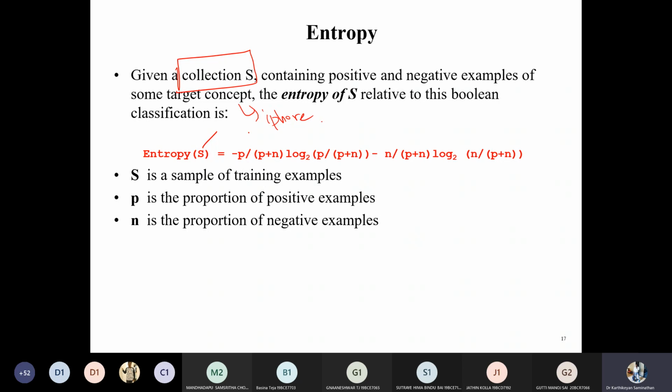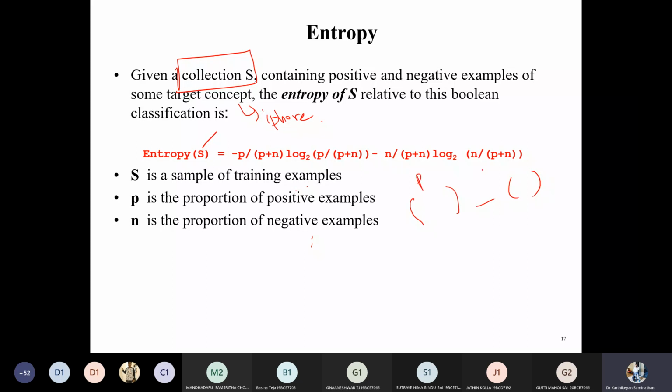So the entropy of S is related to the boolean classification, because at the end we are going with yes or no. So entropy can be calculated with the help of positive examples and negative examples. Entropy of S is minus p, the proportion of positive examples, divided by positive plus negative, log 2 of again p by p plus n, minus n by p plus n log 2 of n by p plus n.